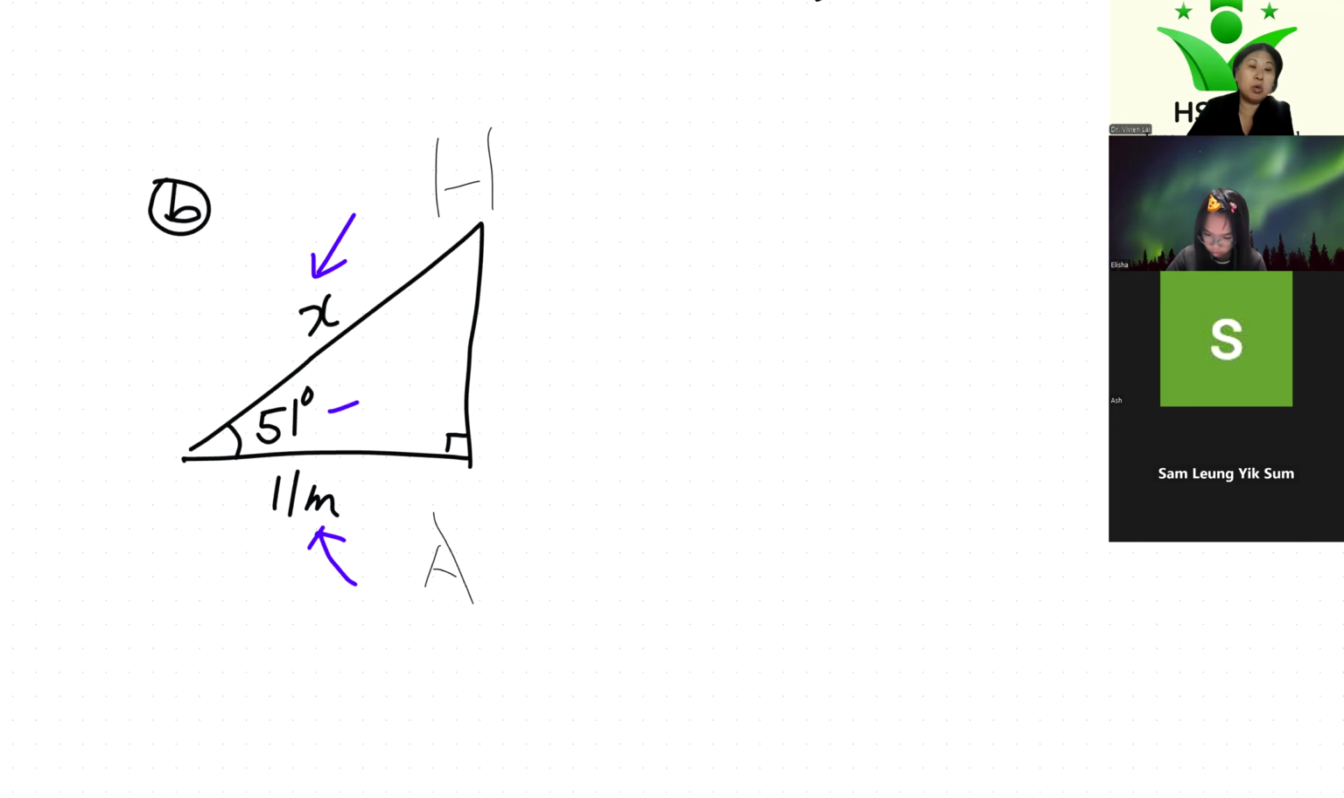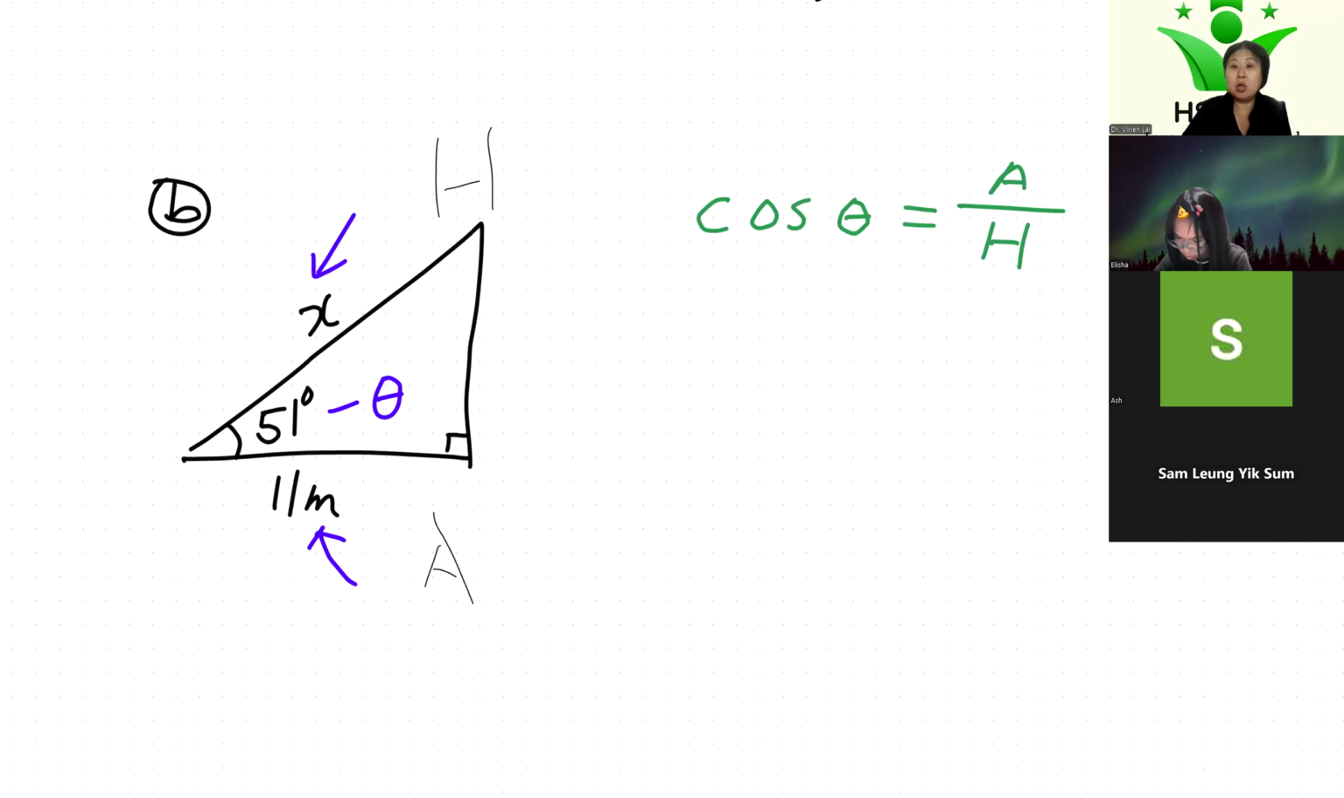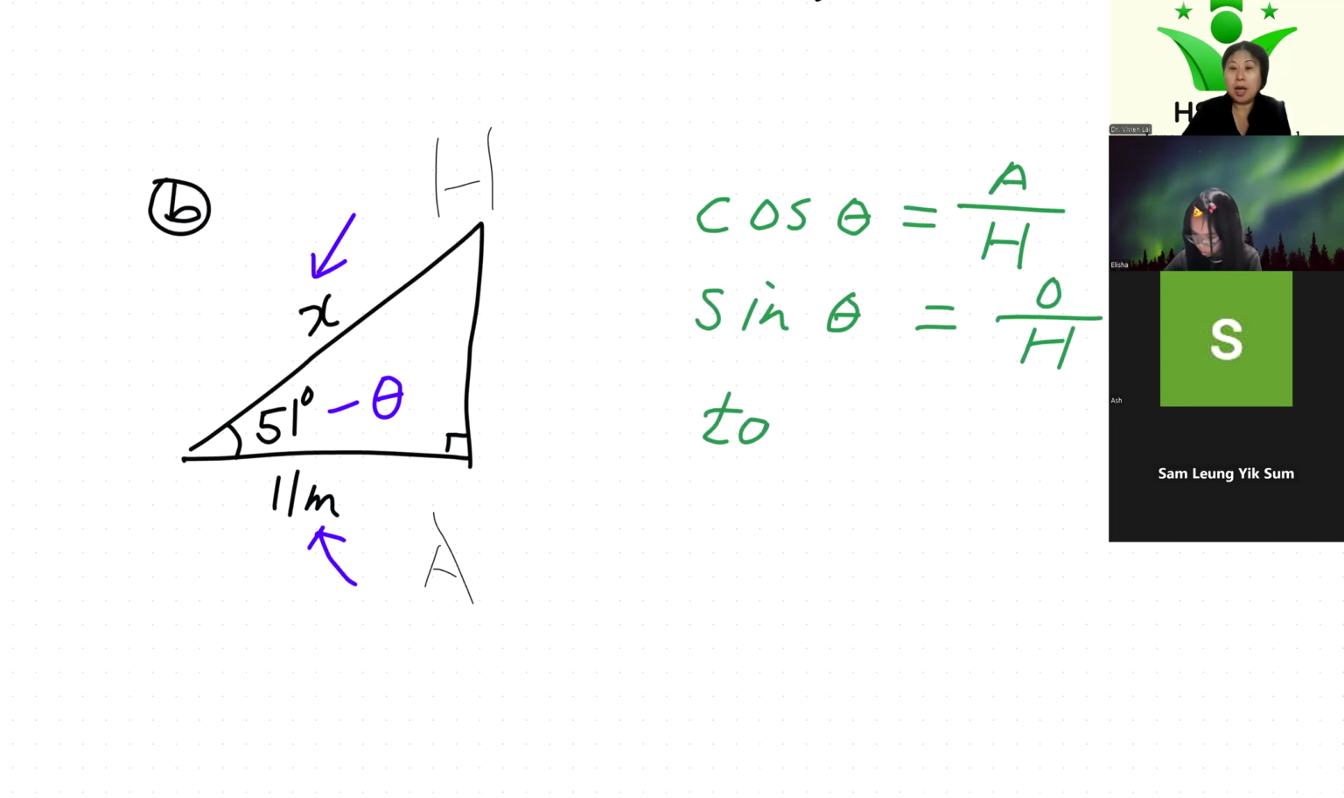Remember what I tell you? You have to remember we have cosine theta equal to A over H. It's a must to memorize. We have sine theta equal to O over H. We also have tangent theta, which is equal to O over A.